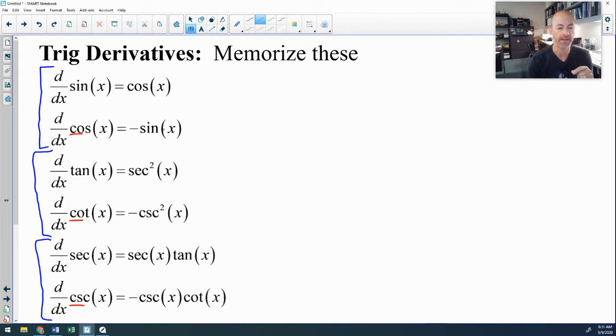you'll notice that all of the co-trigs, cosine, cotan, cosecant, they're all negative. Negative sine x. Derivative of cotan is negative cosecant squared. The derivative of cosecant is negative cosecant cotan. So notice that the derivatives of all the co-functions, all the co-trigs, are negative.